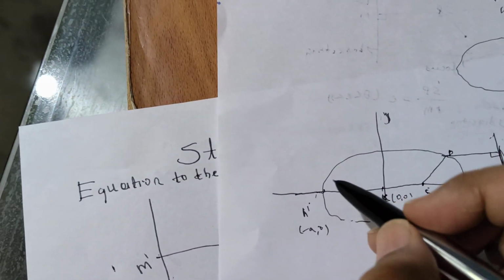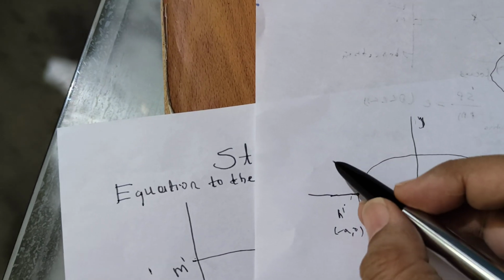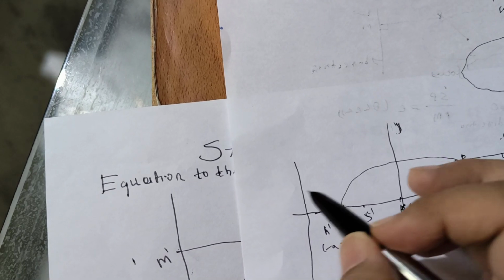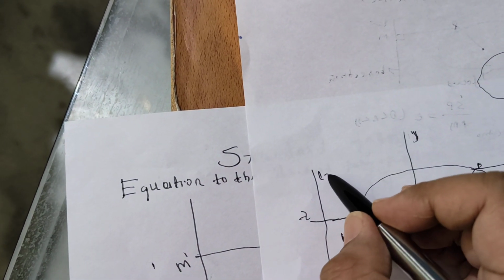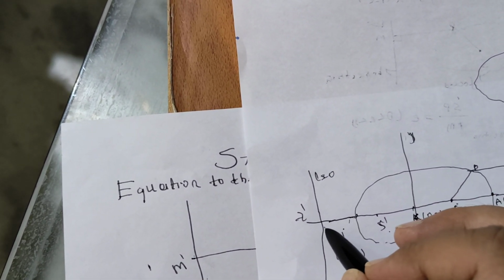Now corresponding to this, there will be another focus, that is called S dash, you should imagine. And corresponding to this fixed point, there exists another fixed straight line. This is going to be called the other directrix, L dash is equal to 0. This intersects the x-axis at the point Z dash. So this point is going to be Z dash.